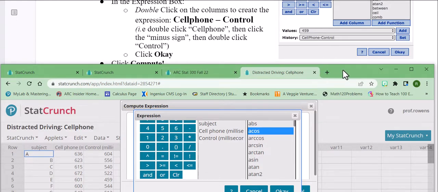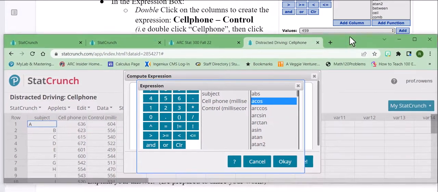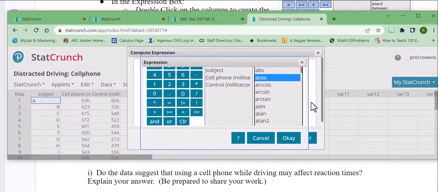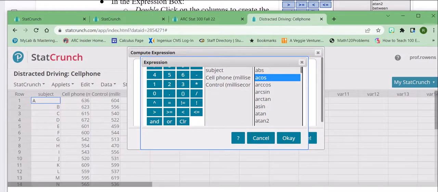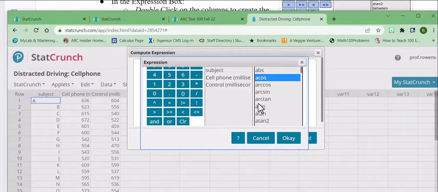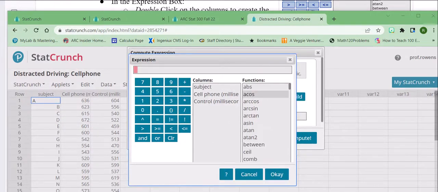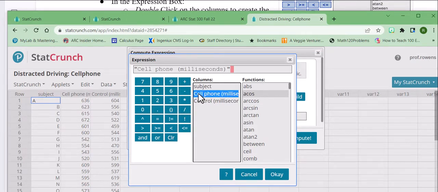So that's what we are doing. I need this screen to be bigger. So we're going to go to our column. We want to go to cell phone, double click on that, then go minus, and then double click on control. You should have up here cell phone minus control. That's what you want to create.